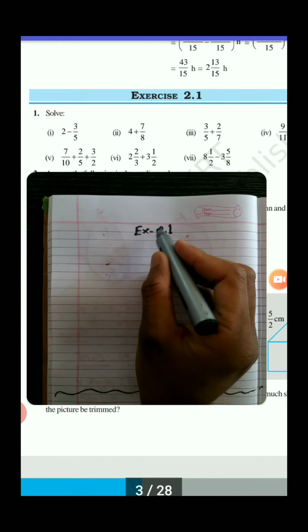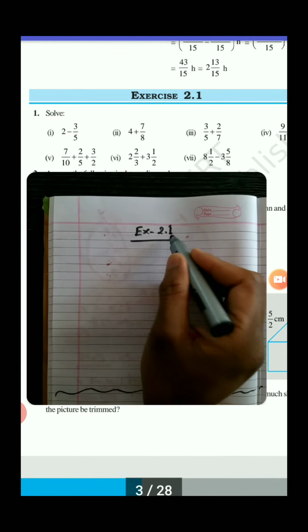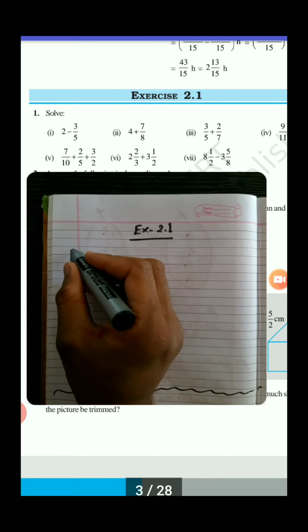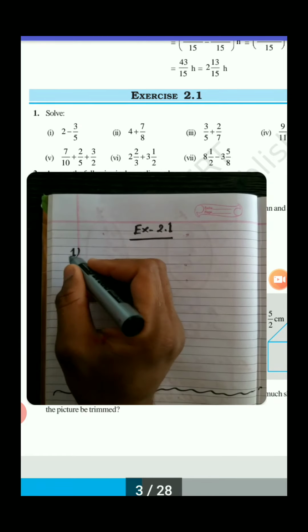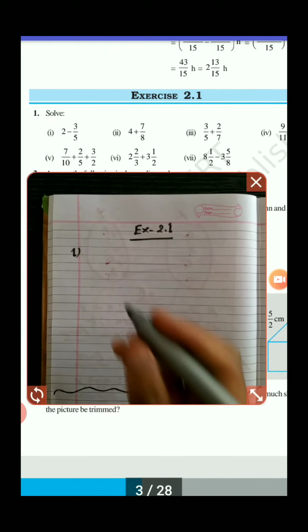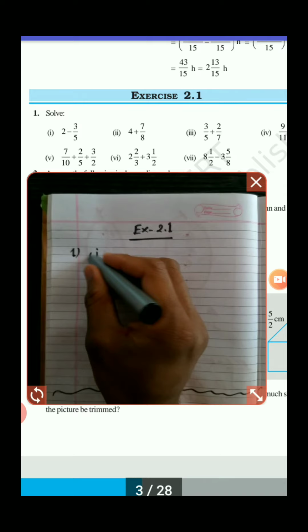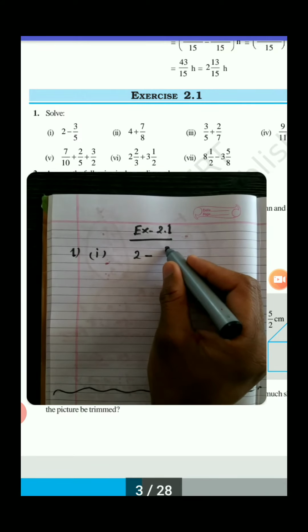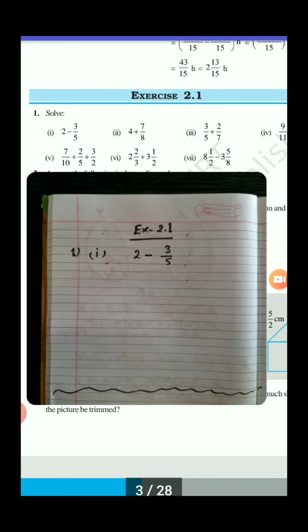Today I will tell you exercise 2.1 from the chapter Fractions and Decimals. Let us see how to solve the first question. Solve the first question, first part: 2 minus 3 upon 5, right?